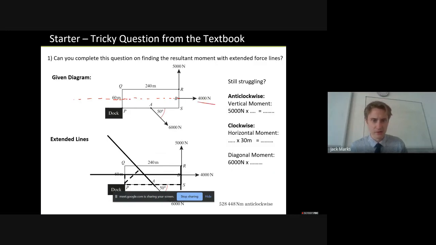4,000, this was halfway up, so it was 30. Okay, it's much easier to see now that that is a clockwise moment at 30 times 4,000 N. Okay, this even applies for this diagonal one here too, for example. If you go like this, there's lots of ways you can then do it. You could say if that's 50, that's 50, and you could work out your distance that you then multiply by 6,000. Okay, so if you do get really stuck with some of these harder questions, extending the force line is a good way to do it.